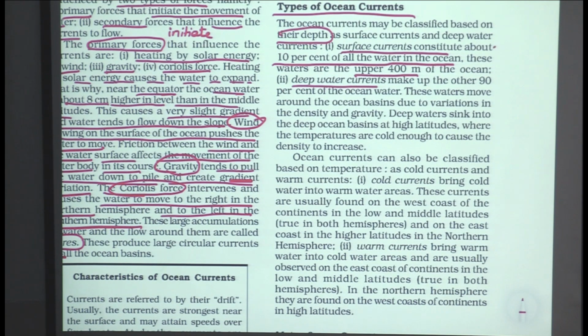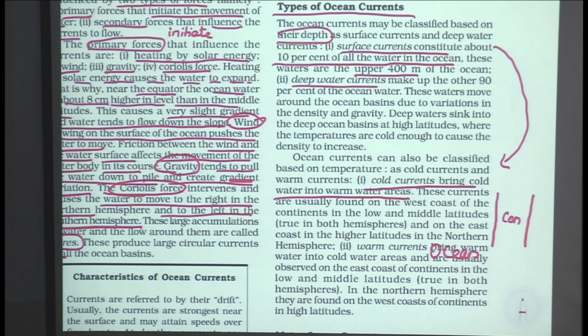And the surface water is further classified by temperature. Cold current brings cold water into warm water area. Cold oceanic currents are commonly found. Now this can be confusing, so you have to be very cautious with it. If I draw a boundary line like this, I am taking NCERT now, and I believe this to be a continent. So the west margin of the continent is ocean here, right? So read it.